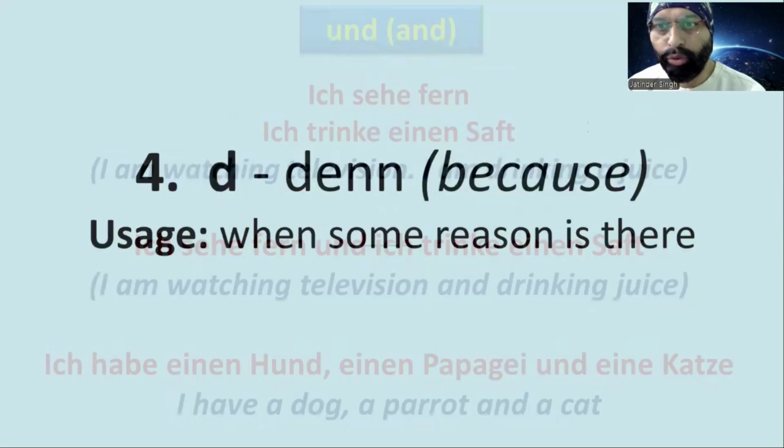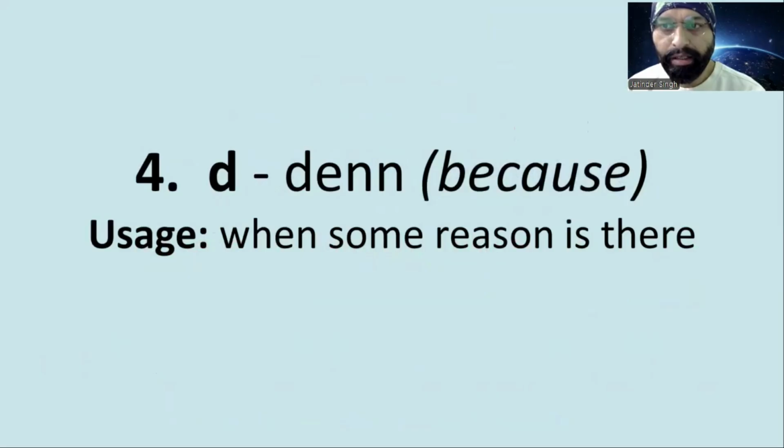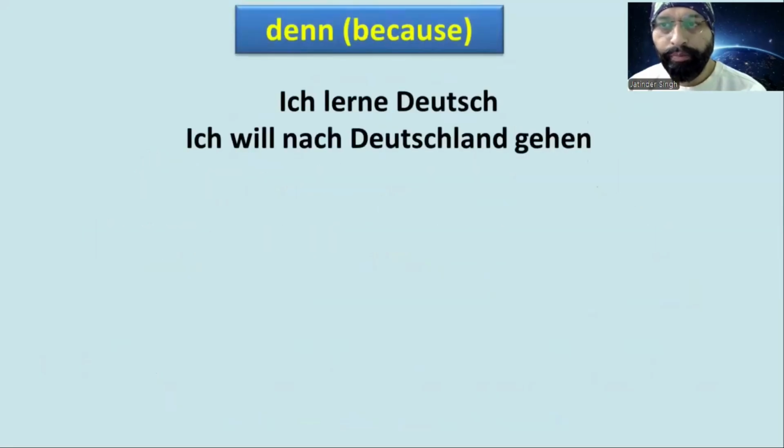Now we check the fourth one. The next one, denn, means because. Usage: when there is some reason. When you are doing some task and there is a reason behind that, then you have to use this conjunction denn, because. How? Zum Beispiel, ich lerne Deutsch. Ich will nach Deutschland gehen.